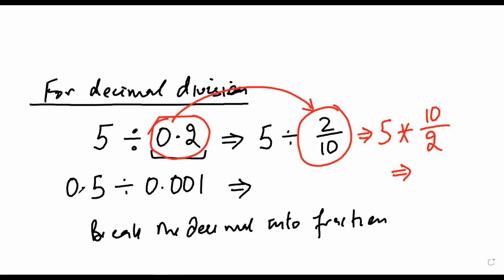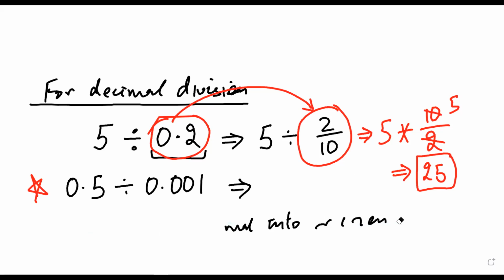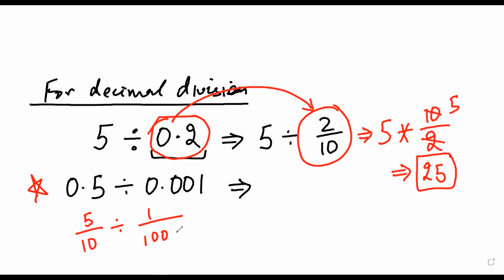So for example, if I need to solve this, so what should I do? The simplest way of tackling the decimal division is to convert the decimal into fraction. So I will write this as 5 by 10 divide by 1 upon 1000. Is there any doubt about this?